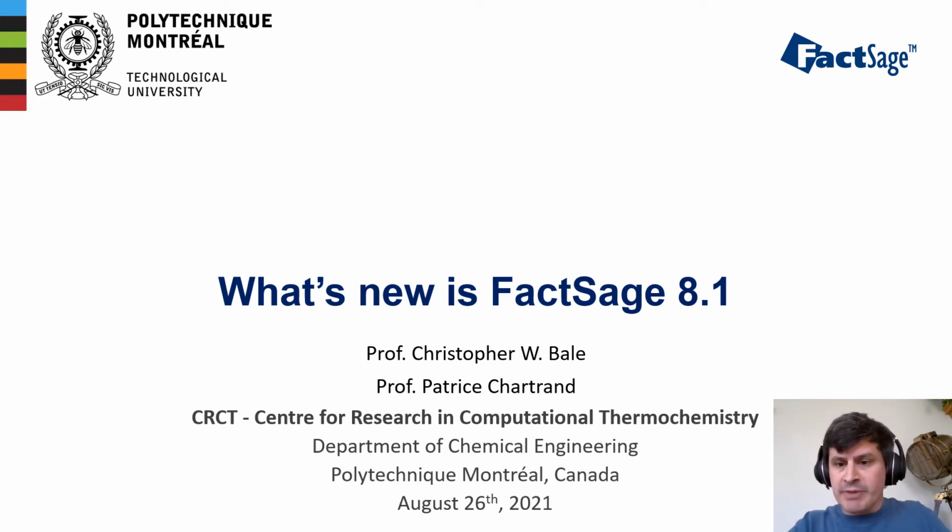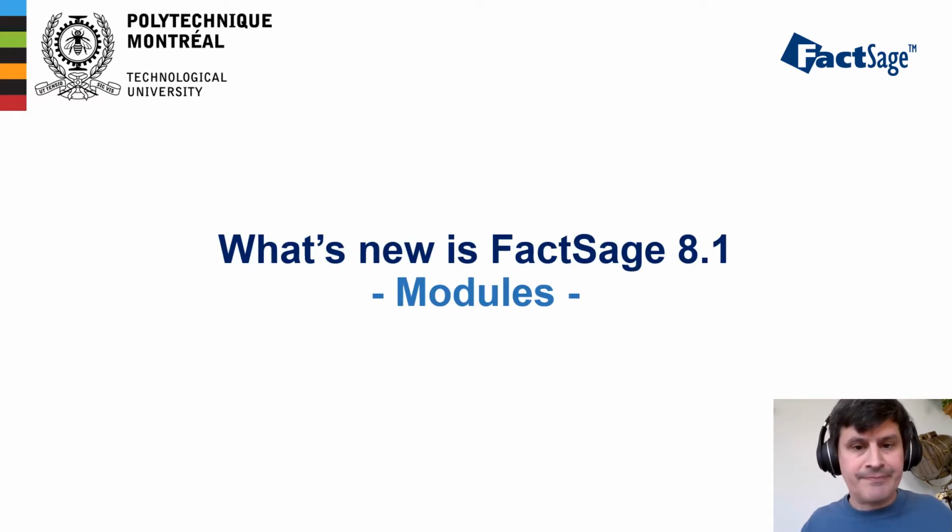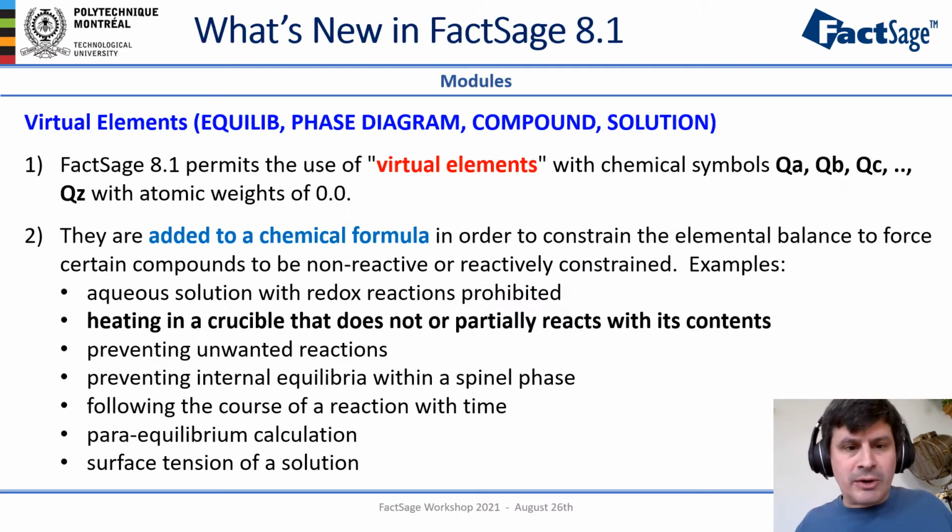The presentation will be divided in three parts. In the first part, we will discuss a major change we did in the modules of FactSage, then changes about the physical properties, and the last part of the presentation will be related to changes in databases. So concerning the different modules of FactSage, the major change in FactSage 8.1 is the introduction of virtual elements in the equilibrium, phase diagram, compound, and solution modules of FactSage.